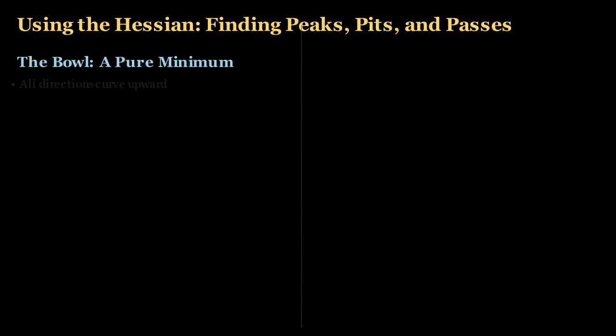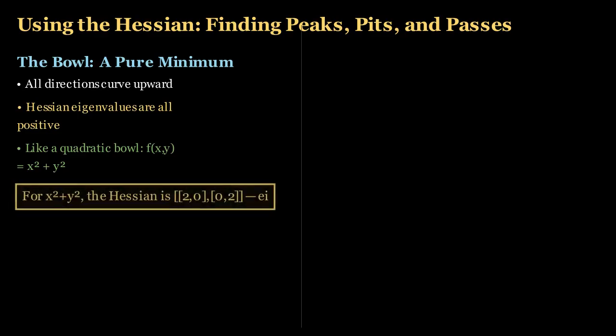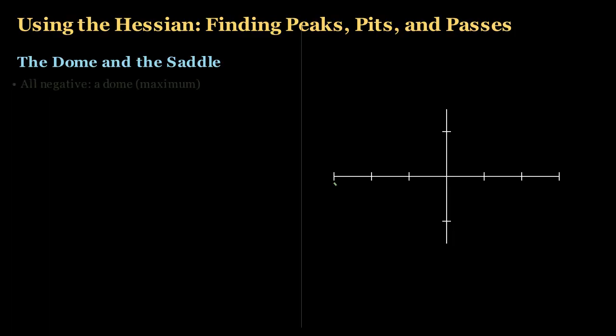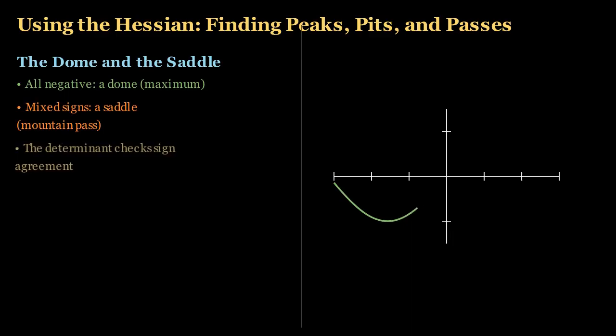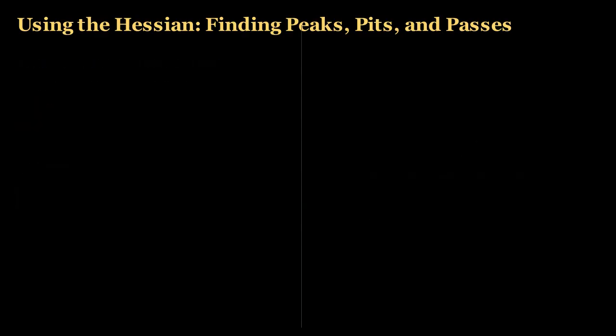Imagine a simple bowl, like f equals x squared plus y squared. At the bottom, every direction you walk curves upward. The Hessian captures this, its eigenvalues, which measure pure curvatures, are all positive. This is a minimum. Flip the bowl upside down, all curvatures are negative, so it's a maximum. But if one direction curves up and another curves down, you get a saddle, a mountain pass. The determinant of the Hessian tells us, positive means both curvatures agree, negative means they disagree.